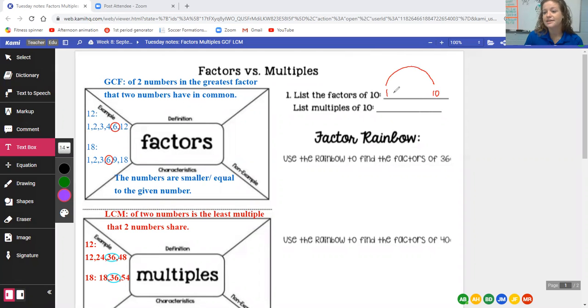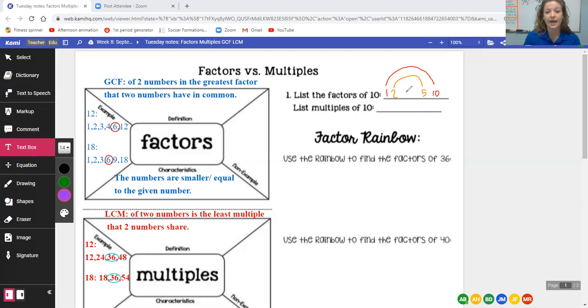And then we'd move on to the next number, which is 2. We're going to go in numerical order each time. 2 times what is 10? 5, very good. All right, the next number we would go to is 3. 3 times what is 10? You can't do that. Okay, so we'd move on to the next one.